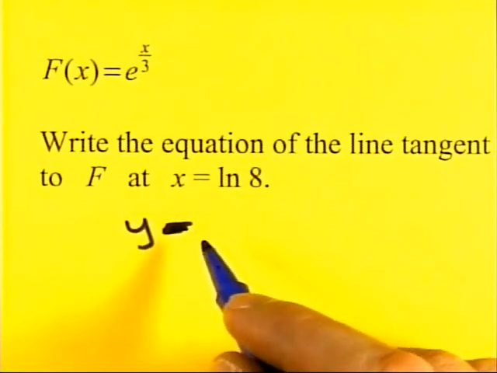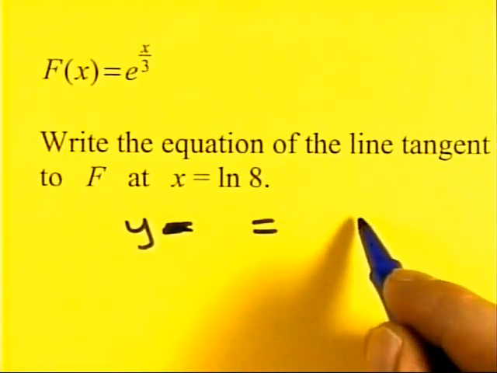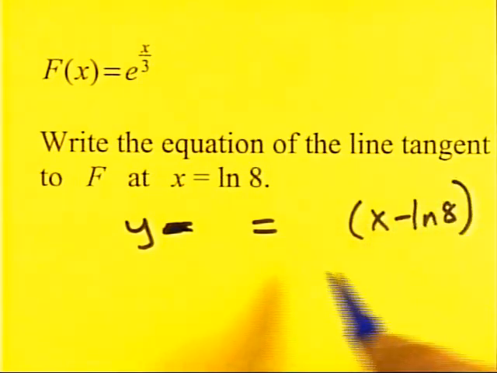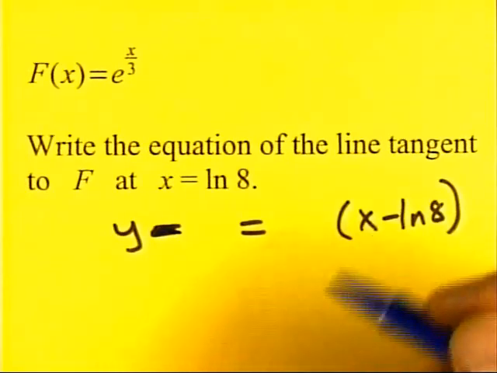Y minus, and then leave a little blank spot. And then equals, and then another little blank spot. All right. Times x minus the natural log of 8. Okay, that's good. I like the way you're leaving your blanks, because it's a live show.